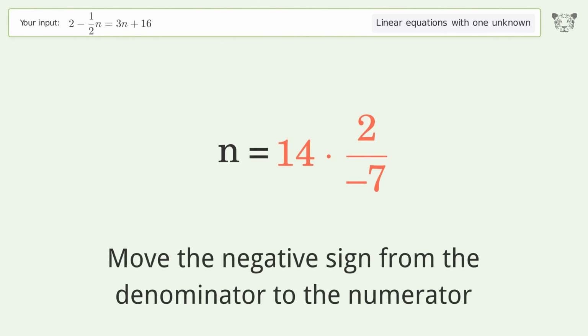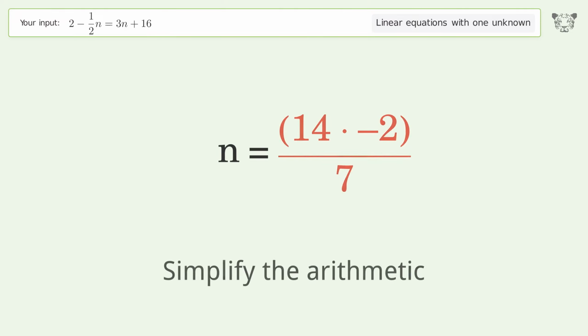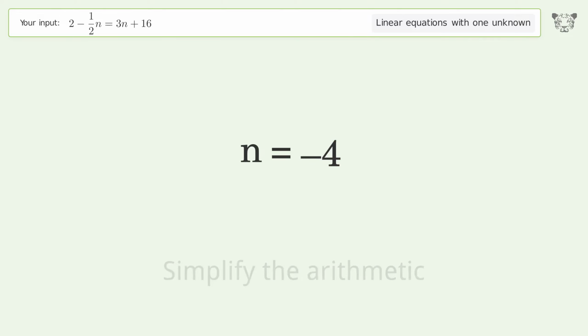Move the negative sign from the denominator to the numerator. Multiply the fractions. Simplify the arithmetic. And so the final result is n equals -4.